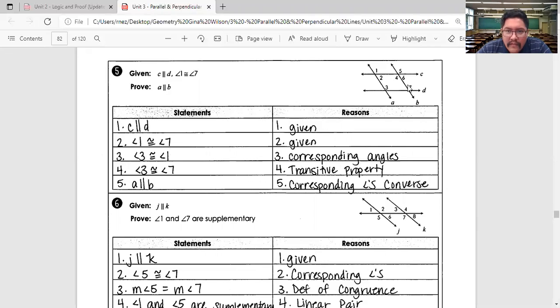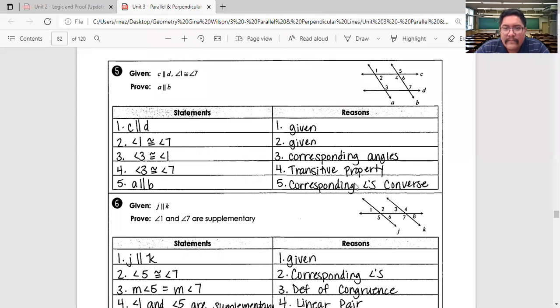Well, if we know those 2 are congruent, and we know that these are parallel, then 1 and 3 should also be the same. So that's the transitive property, right? If these 2 are the same, then that third one should be the same if these lines are parallel. So that's why they use the transitive property in this case. And the last step, A and B would be parallel because of the corresponding angles converse.